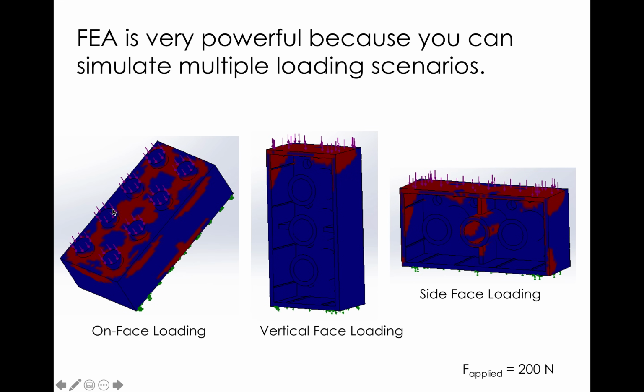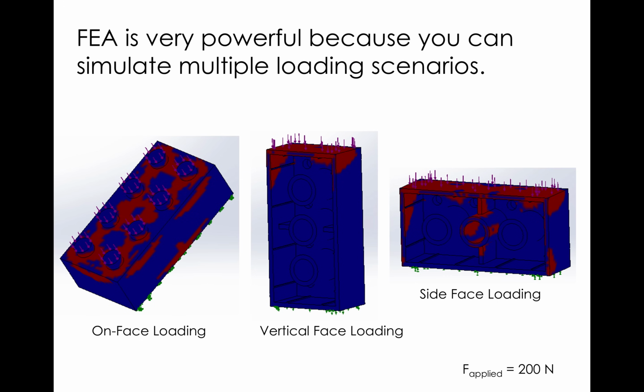Here would be what we call on-face loading of a Lego, crushing it. Here's a vertical face load, so I'm loading it from the top, and I'm loading it from the side. I'd like you to think about which of these would be the strongest and which would be the weakest. Put me on pause and take a guess. Which takes the most load and which takes the least load?